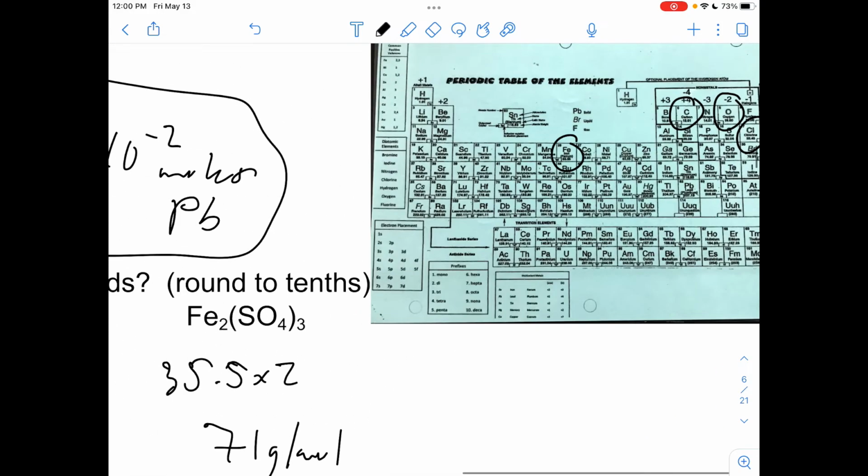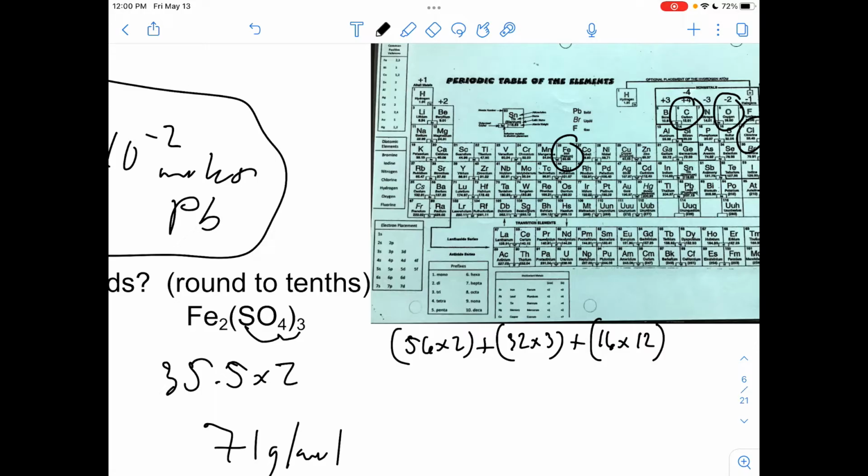So Fe is 55.85, so we'll do 56. 56 times 2, added to, remember, since there's parentheses, this 3 applies to both the S and the O4. So there's 3 S's, so 32 times 3, and then added to 16 times 3 since that 3 multiplies the 4, which is 12 oxygens.